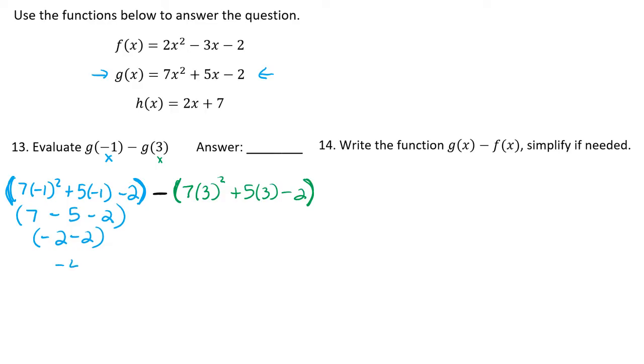Oh, my apologies. I made a mistake. Oops. Come on, eraser. All right. 7 take away 5 is positive 2, and then we bring down our minus 2, so 2 minus 2 is 0.